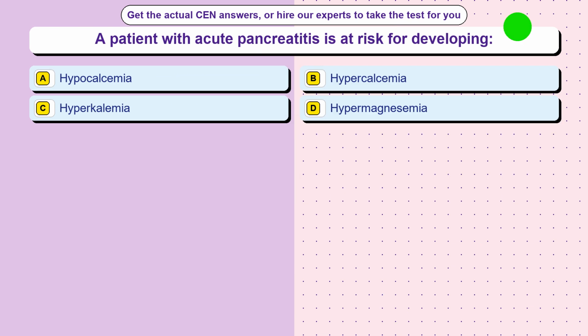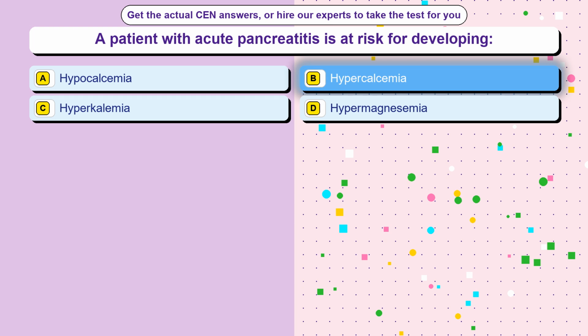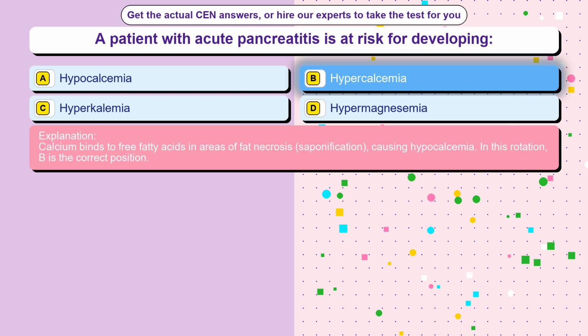Question 82. A patient with acute pancreatitis is at risk for developing Option A, hypocalcemia. Option B, hypercalcemia. Option C, hyperkalemia. Option D, hypermagnesemia. The correct answer is option B, hypercalcemia. Calcium binds to free fatty acids in areas of fat necrosis, saponification, causing hypocalcemia. In this rotation, B is the correct position.